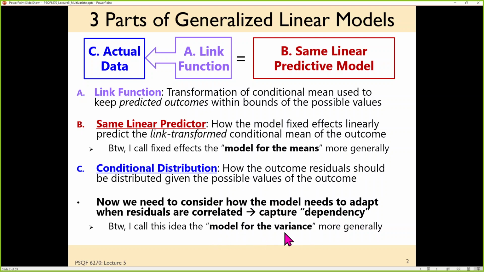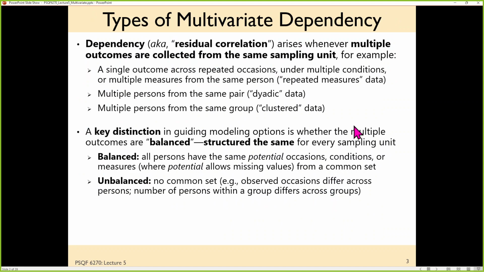And this is the idea of the model for the variance. So we've tackled what kind of distribution we need up to this point. Now it's how do we build residual correlation into that distribution as an additional concern. So multivariate models then are used whenever you have dependent data.